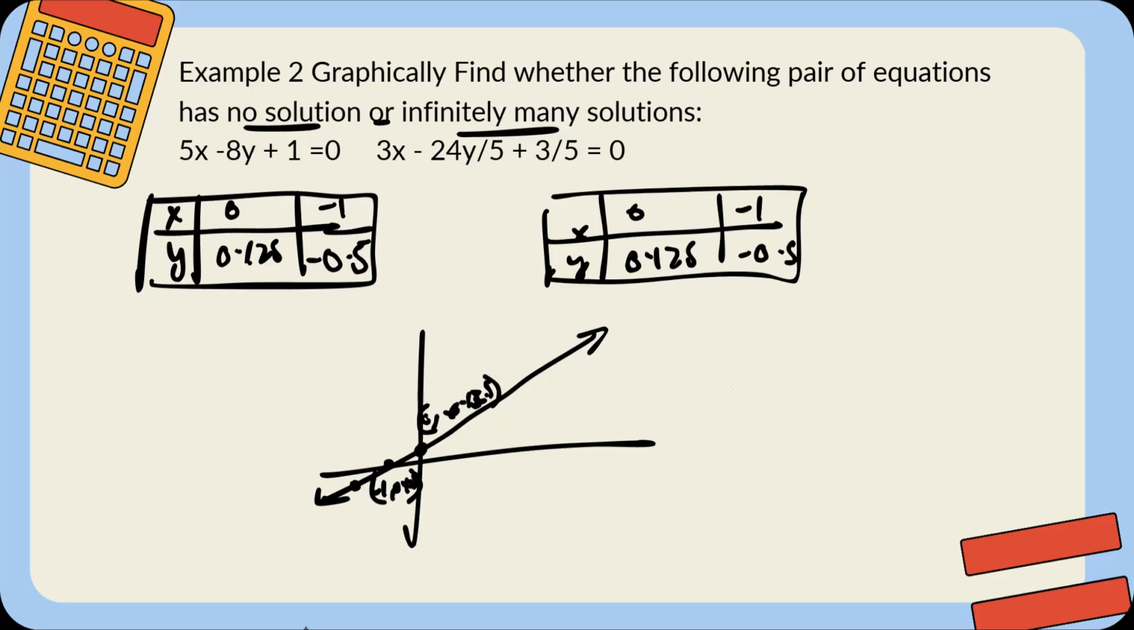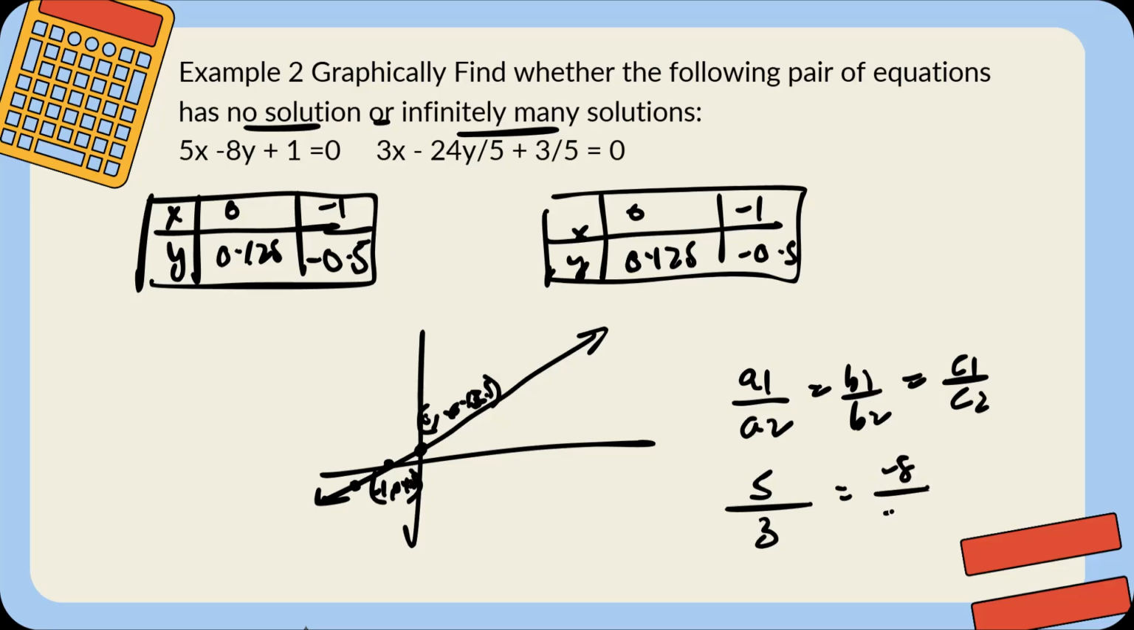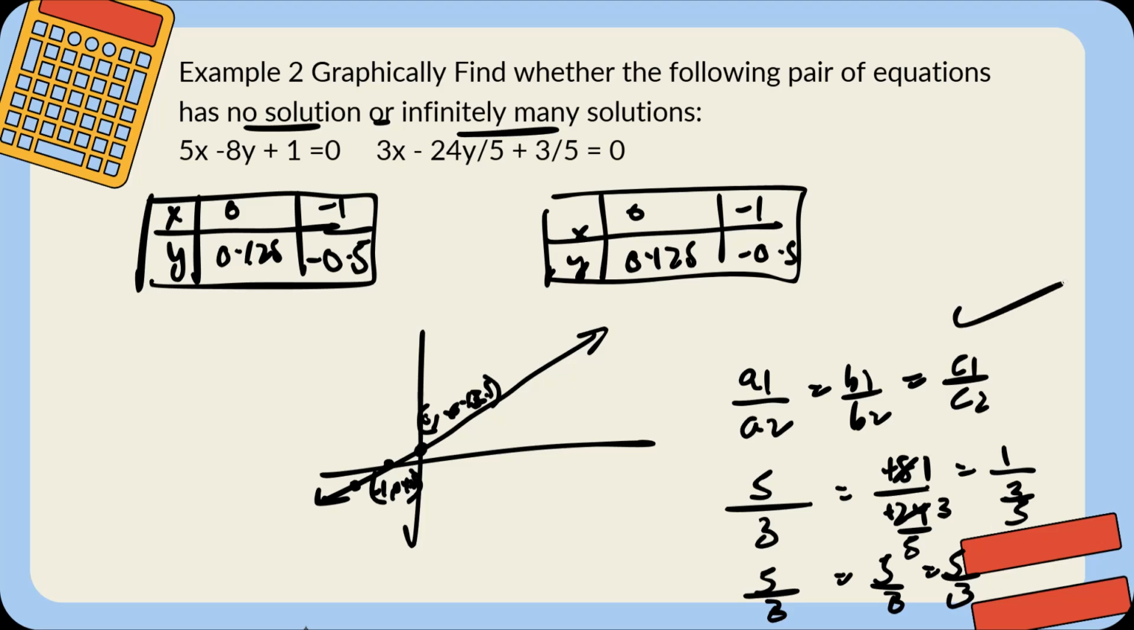So here, A1 by A2 is equal to B1 by B2 is equal to C1 by C2. If you want, I'll just show it to you. What is A1? A1 is 5. What is A2? A2 is 3, 5 by 3, right? Now what is the next one? We have minus 8 by minus 24 by 5, right? Then we have C1 by C2. C1 is 1 and C2 is 3 by 5. Let's rearrange them, okay? We have 5 by 3 here. Here the minus will cancel with this minus. This will become 3, 3 is a 24. 1 by 3 by 5 is 5 by 3. So it is clearly evident that it is going to be coincident lines.